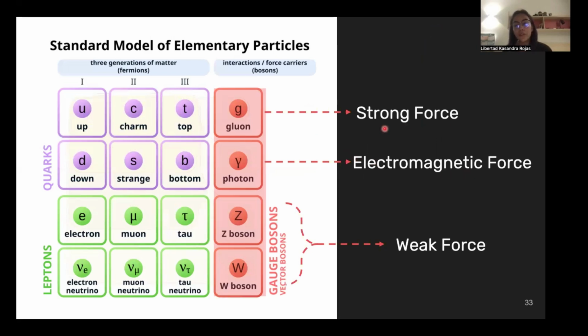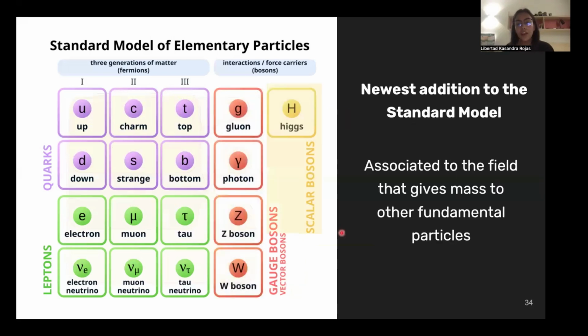Gluons are the same thing for the strong force, and the W and Z bosons for the weak force, in short. Okay, so none of these can be dark matter particles or force carriers for dark matter. As you can see, they're already associated with other forces. And finally, we have the Higgs boson. Okay, I'm sure some of you might have heard of it. It is the newest addition to the Standard Model particles, and we can think of it as being associated with the field that gives mass to other fundamental particles. So this can be an entire presentation on its own, once again, but it cannot be a dark matter particle.